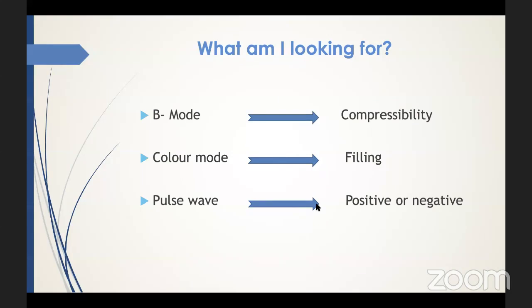Now, what we're looking for and what we really use in assessing vascular ultrasonography in general, or the venous system in particular, we rely on B mode and color mode, and we also use pulse wave or spectral pulse wave for assessing a DVT. B mode is associated with compressibility, and color mode is associated with color filling within the vessels, to make sure that there is no thrombus, and also pulse wave to tell us the positive or negative spectral waveform on our screen.